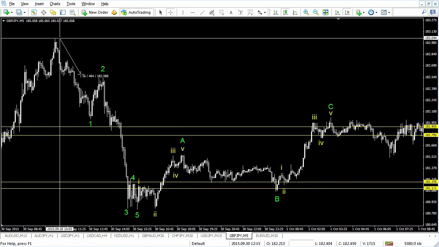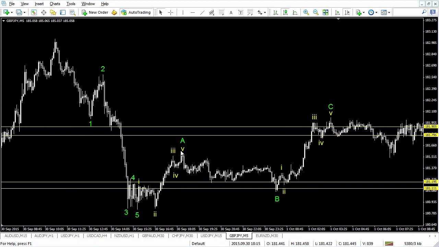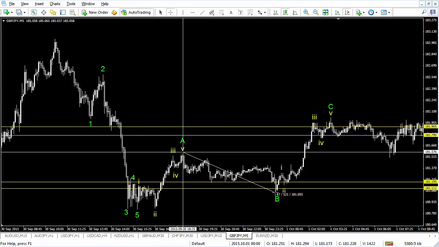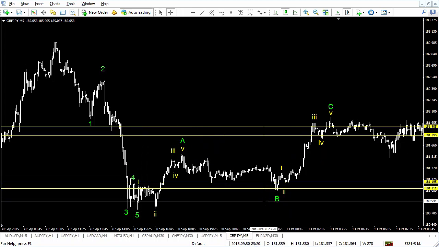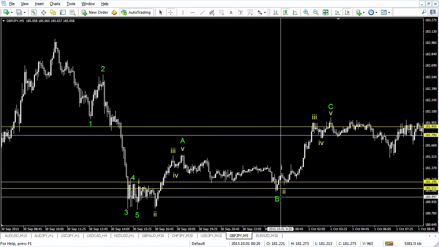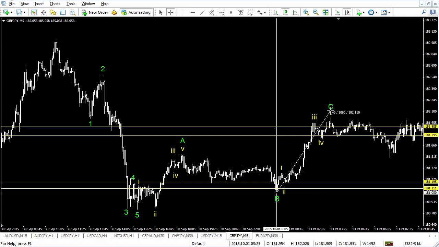So after a 5-wave move down and a 5-wave move up, you can always go and try to take a position at the B-wave pullback, because we know that we can trade the wave C.